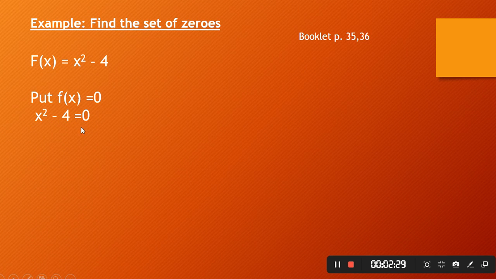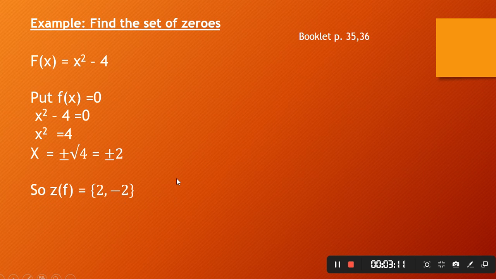If I have a binomial, we can use factorization or we can solve it as an equation. I choose to solve it as an equation, it's easier. X power 2 equals 4. Because the power here is even, x equals positive or negative root 4, don't forget positive or negative, which is equal to positive or negative 2. So I have here two values for x that make the function f of x equal 0. And the last step is to write Z of f equal the set of 2 and negative 2.